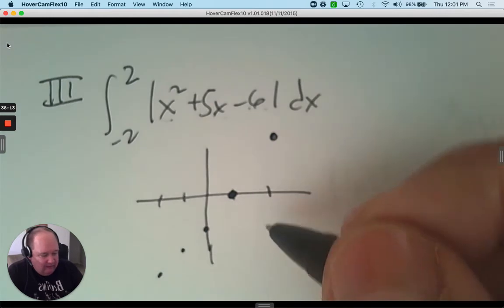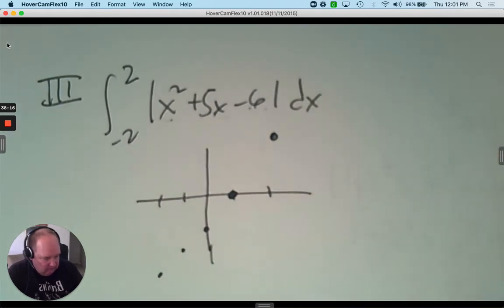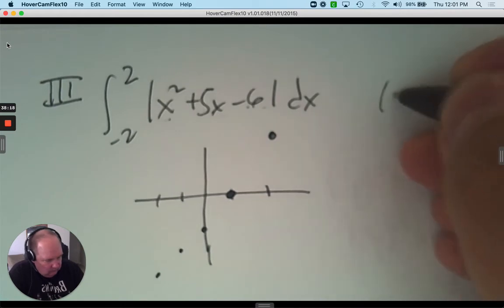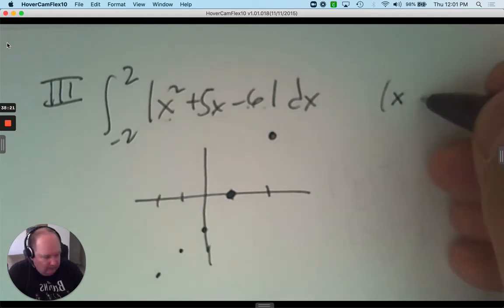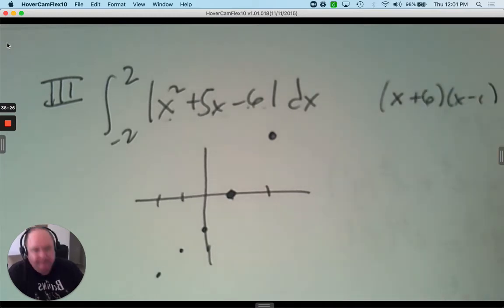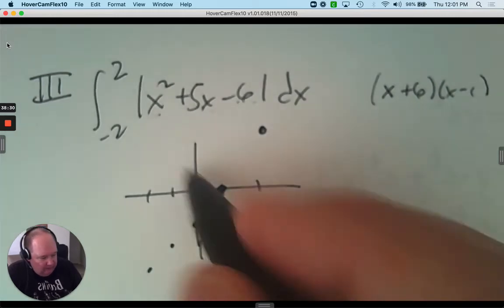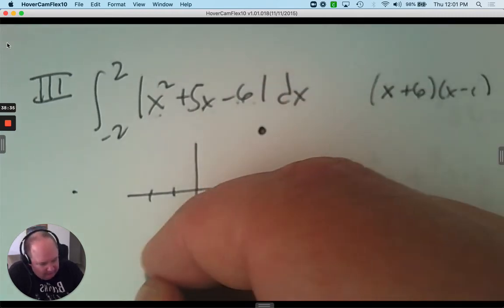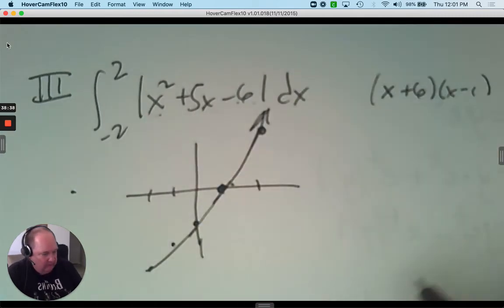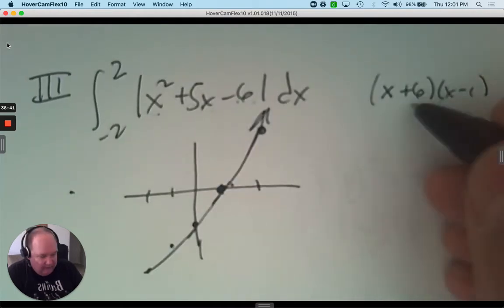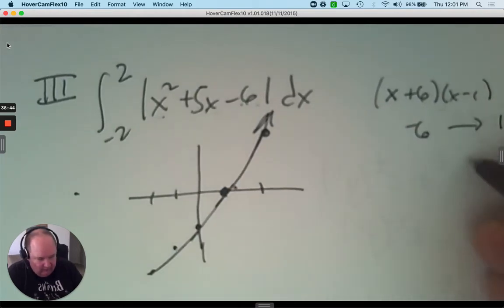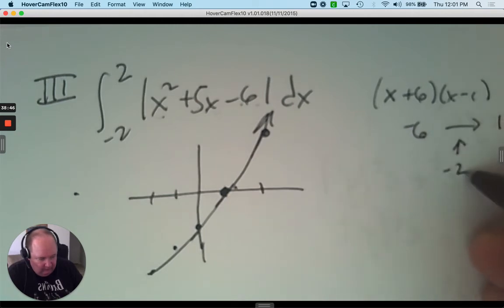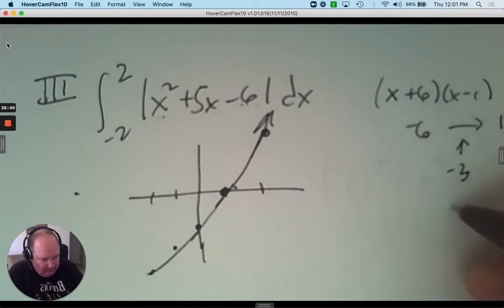So what I see here in terms of the graph, if I factor this, it would be plus 6 and minus 1, right? So negative 6 and positive 1. So this curves up kind of like this. The vertex is halfway in between negative 6 and 1. So that would be negative 2, right? No, negative 3. If I add them together, divide out, it's negative 2.5.